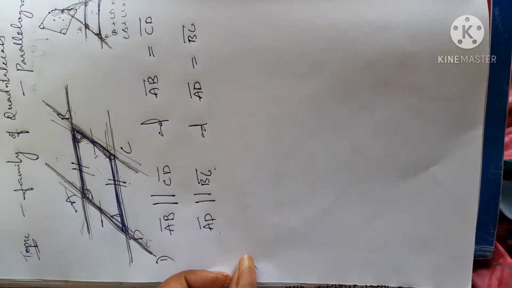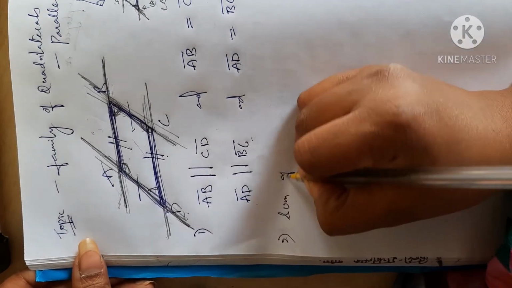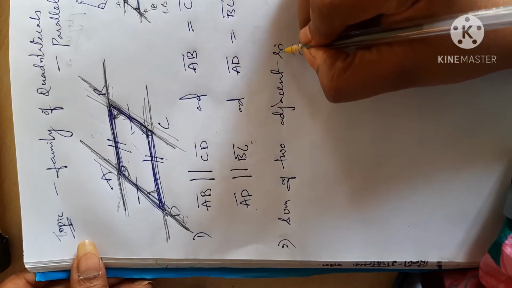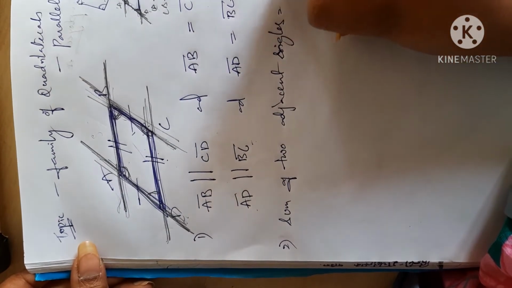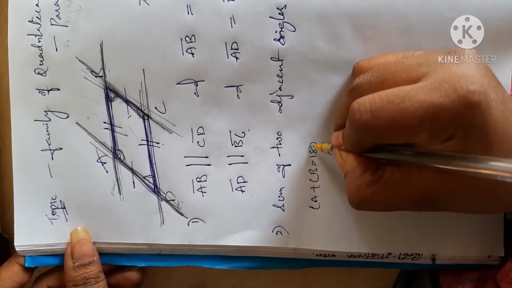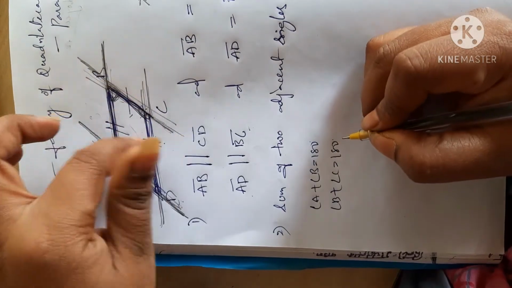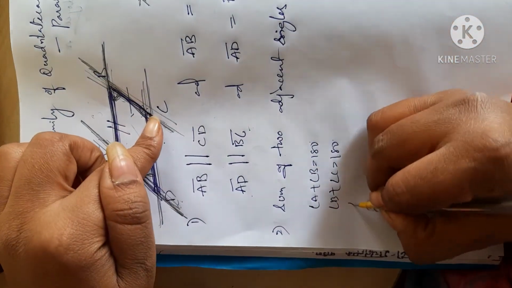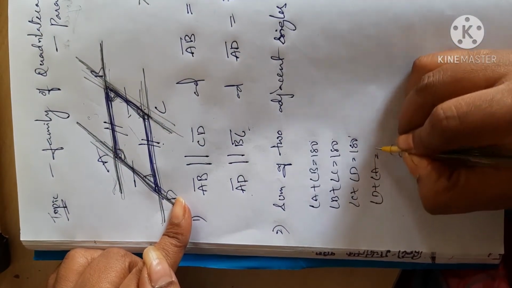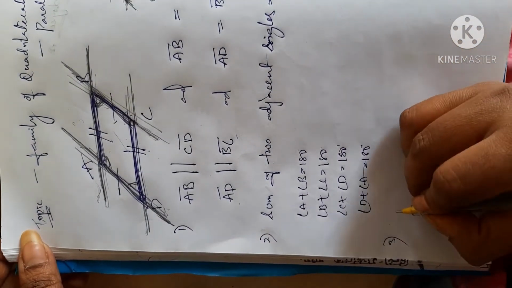So what I want to tell you is, the second property: the sum of two adjacent angles is equal to 180 degrees in this parallelogram. Means what? Angle A plus angle B is equal to 180, or angle B plus angle C is equal to 180. You take any two adjacent angles, they are 180. Angle C plus angle D is equal to 180. Angle D plus angle A is equal to 180. So this is the second property. And the third one is, opposite angles are equal.